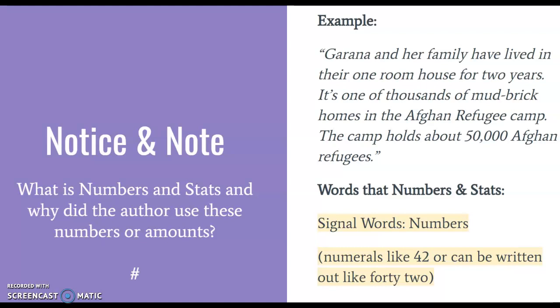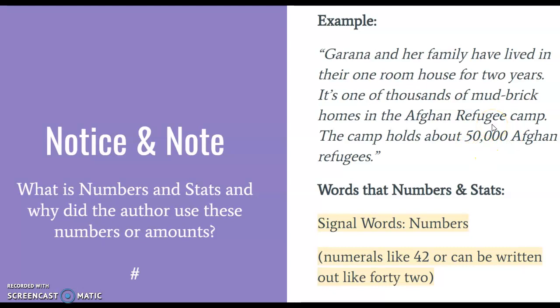But you need to remember that the number could be a numeral, like the number 42, or it could be written out as a number word, like forty-two. Up here, you're going to notice that they talked about a one-room house, and they lived for 2 years, and that it's one of 1,000 homes, and that the camp holds up to 50,000 refugees.